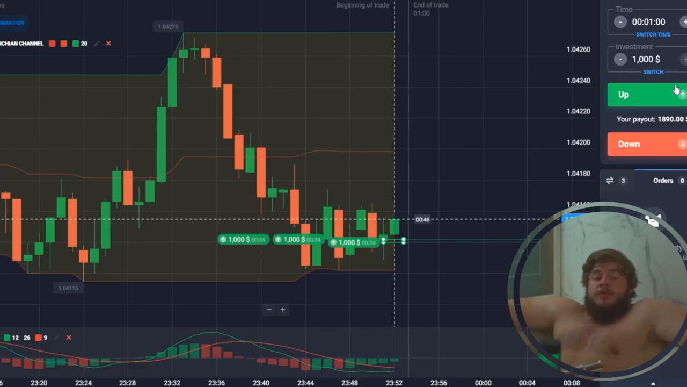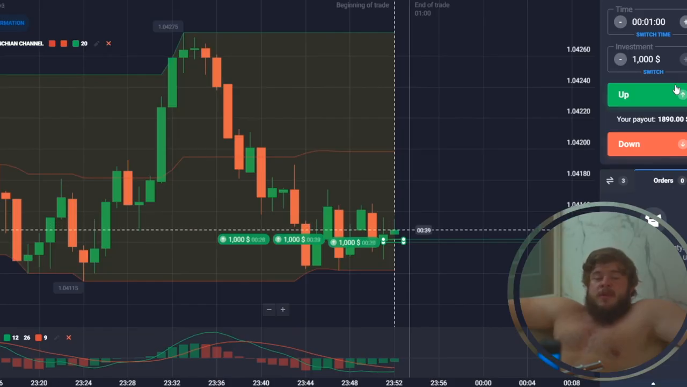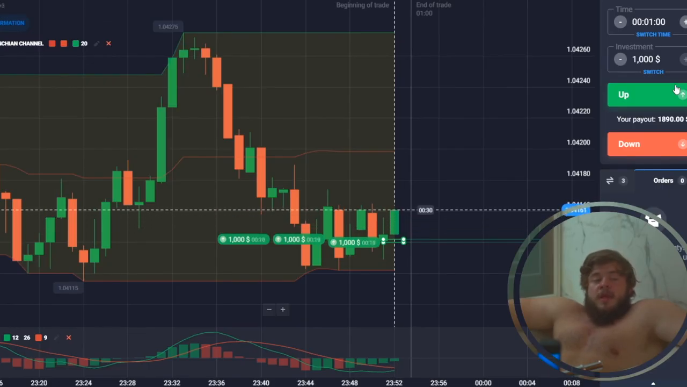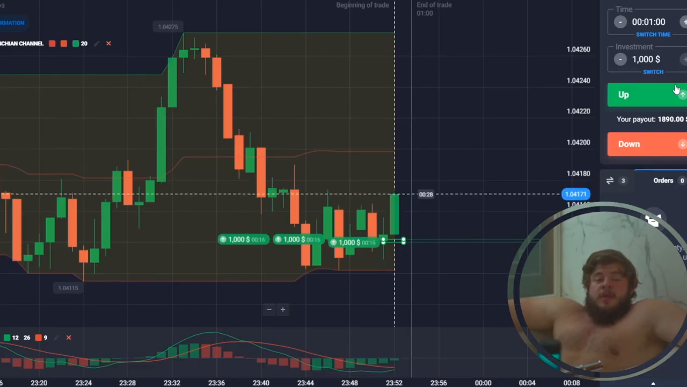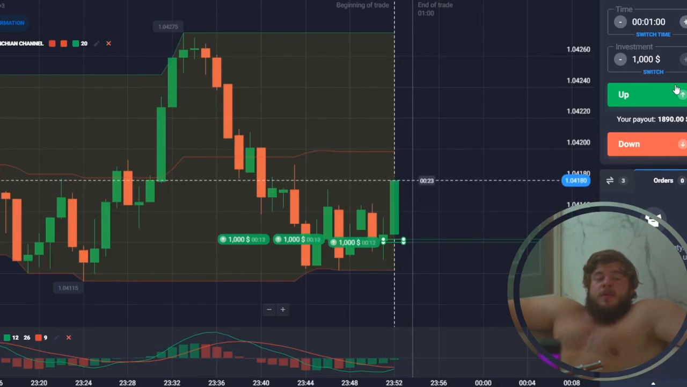And according to this, we have opened 3 buy positions with an investment of $1,000 each one. So totally we have invested $3,000 in that deal. Now let's wait a little bit and we will get our money. You can see this big green candle, which is telling us that we will be rich very soon.